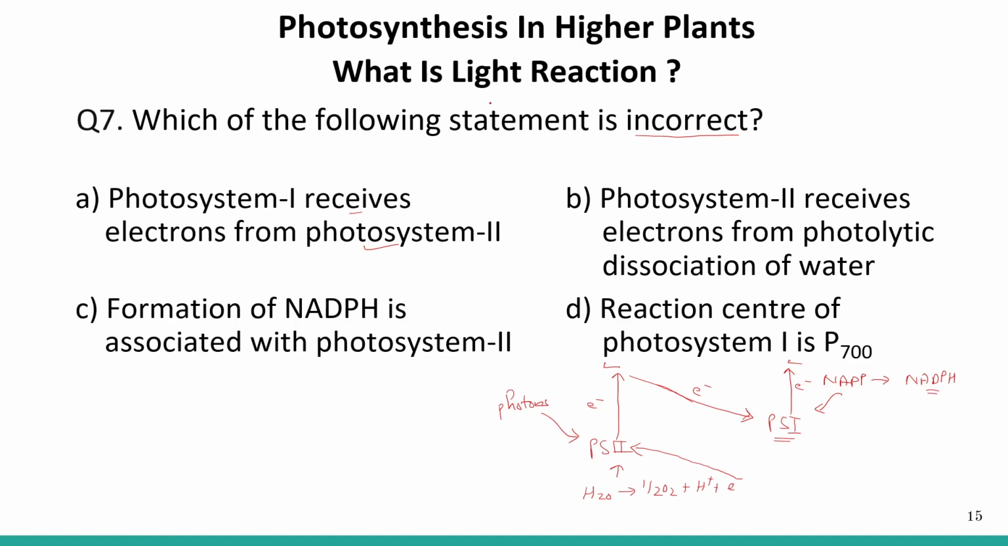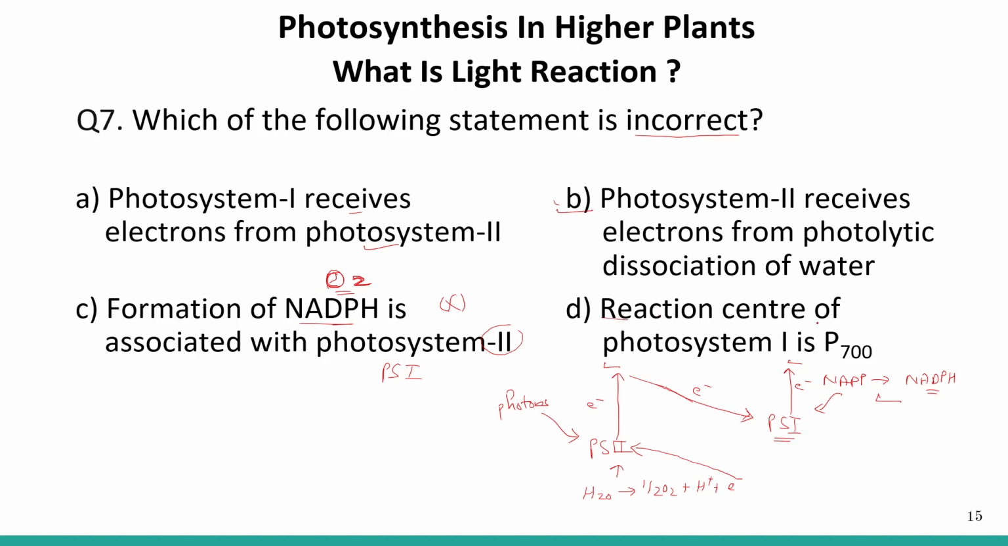Alright, so which statement is incorrect here? This we have seen, photosystem 2 receives electron from photolytic dissociation of water. This is also true. Now option C, formation of NADPH is associated with photosystem 2. This is not correct, because oxygen is released here and splitting of water takes place, and not NADPH. NADPH formation is associated with photosystem 1. So this option is incorrect.